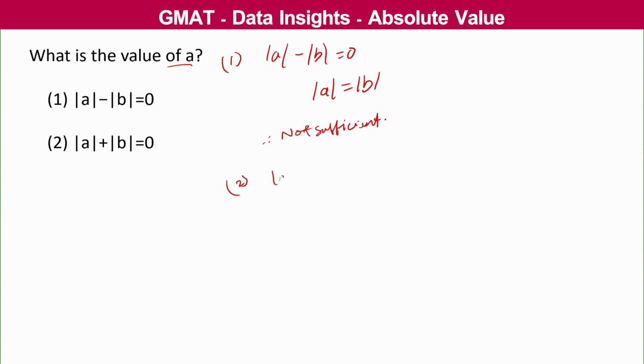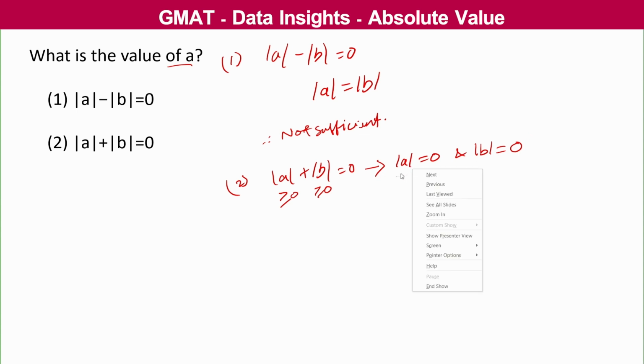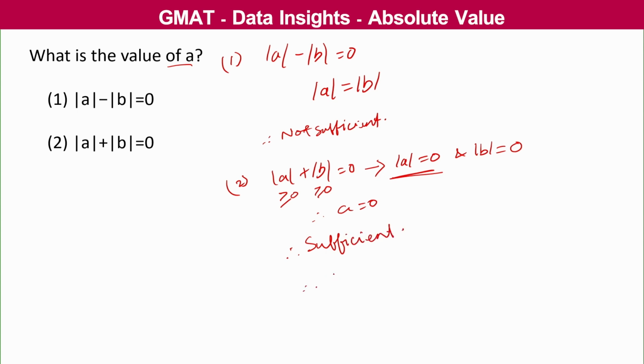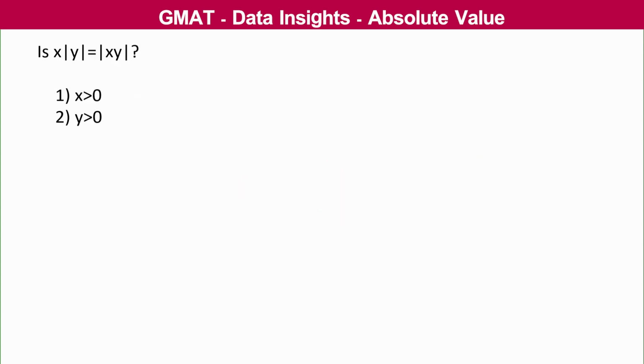Statement 2 says mod of A plus mod of B is equal to 0. Now, modulus is always greater than or equal to 0, and the sum of two modulus can be equal to 0 only when mod A is equal to 0 and mod B is equal to 0. So the only way this is possible is when mod A is equal to 0. Therefore, A is equal to 0. So we can definitely calculate the value of A. Therefore, this is sufficient to answer the question. Therefore, answer is option B, that is statement 2 alone is sufficient, but statement 1 alone is not sufficient. Let's see what the next question is.